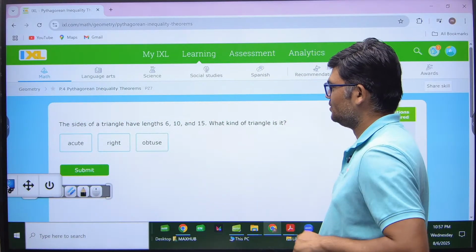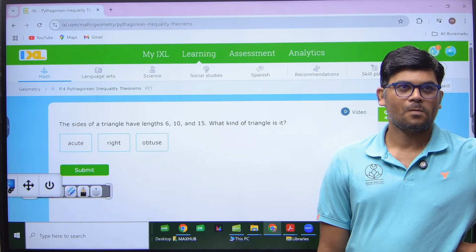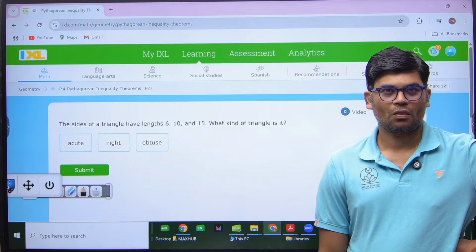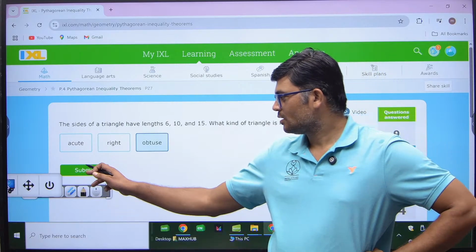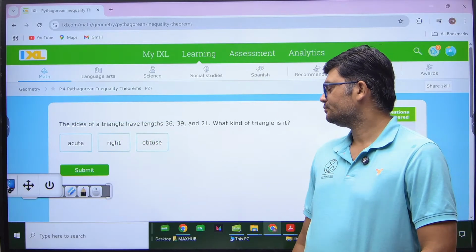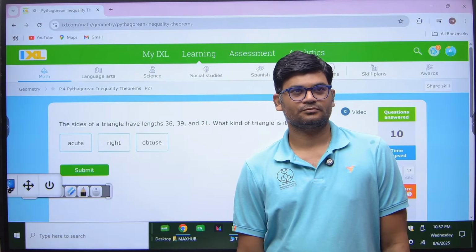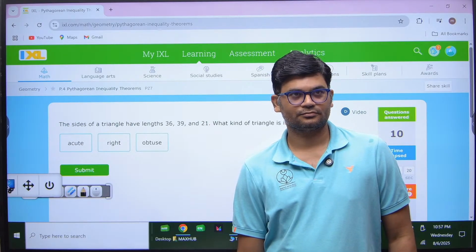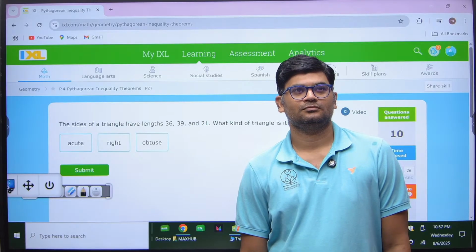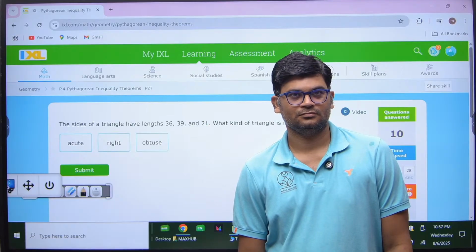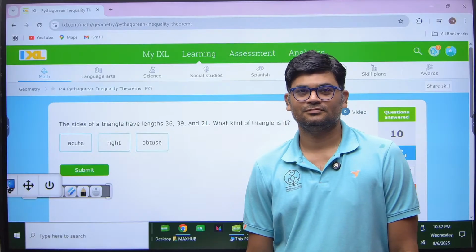6, 10, and 15. 36 plus 100 is less than 225, so it's obtuse. Okay. 36, 39, and 21. 36 half is 18, so that's 324. 39 half is 19.5. I have no idea what the square of that is.